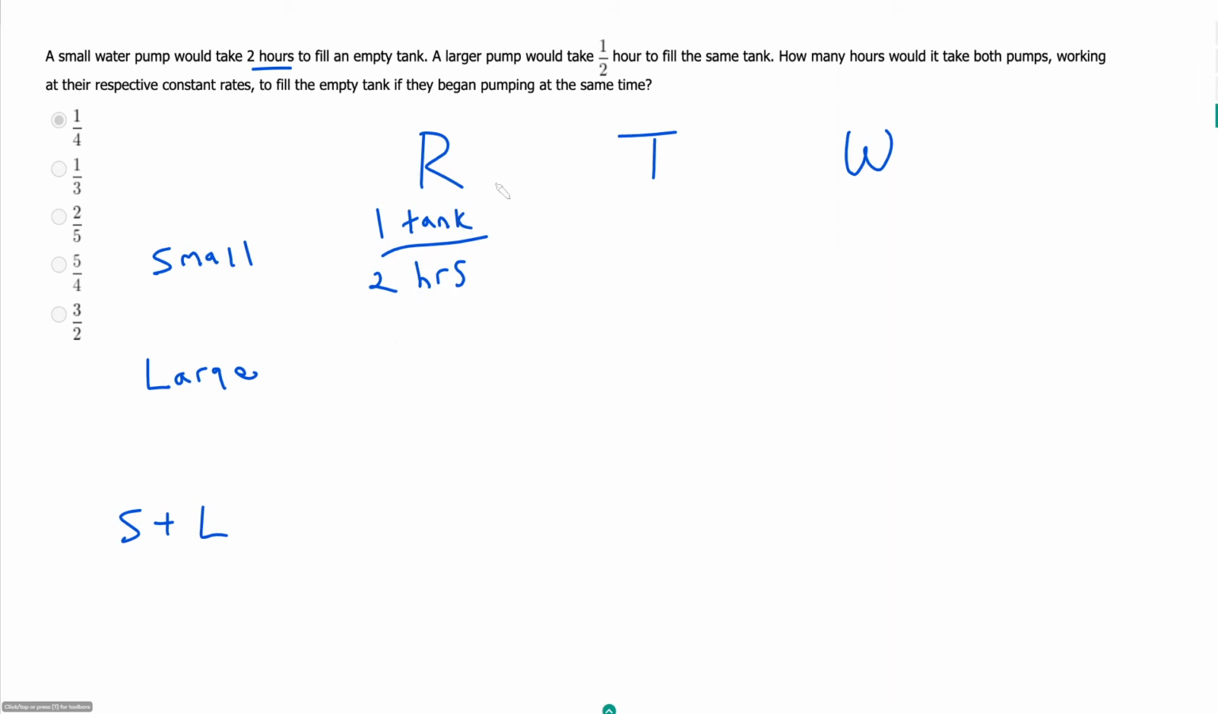And so this is why it is sometimes useful to include your units when filling out your rate tables. So then we know that the larger pump would take half an hour to fill the same tank. And so the rate for the large pump is 1 tank every half an hour. So 1 tank per half an hour, but 1 over 1/2 is just 2. And so 1 tank every half an hour is the same as 2 tanks per 1 hour.